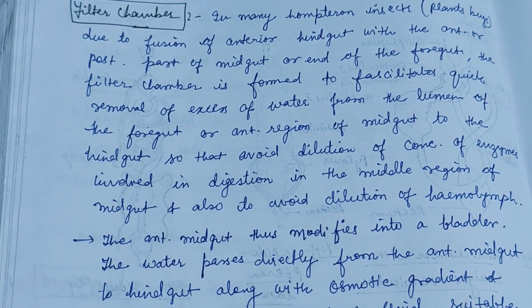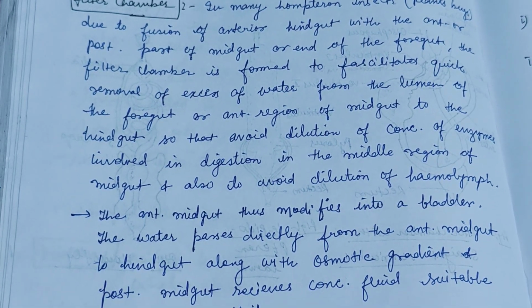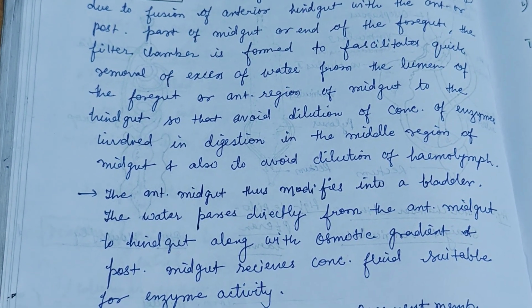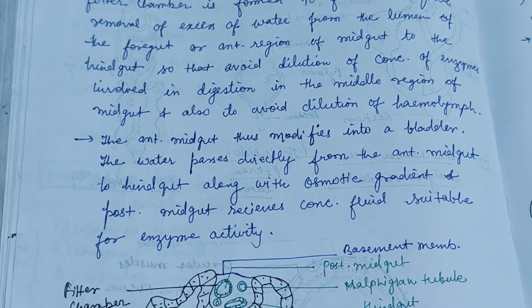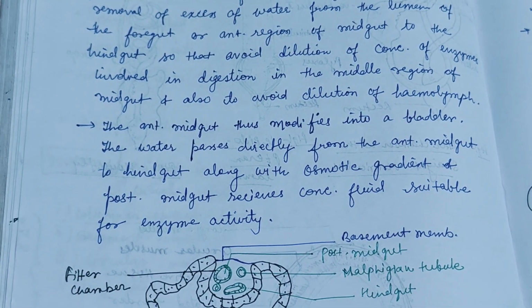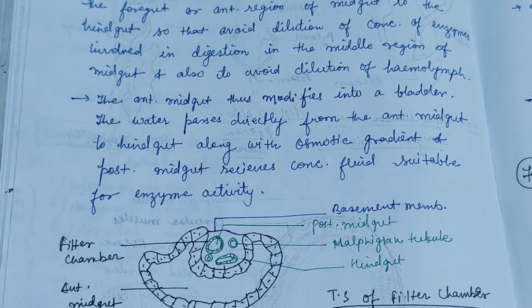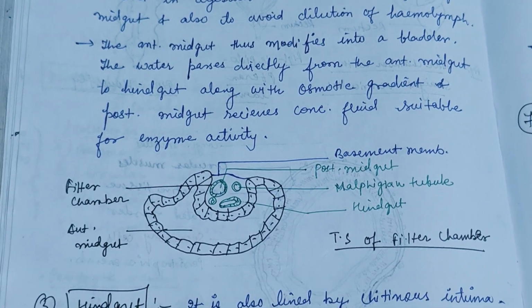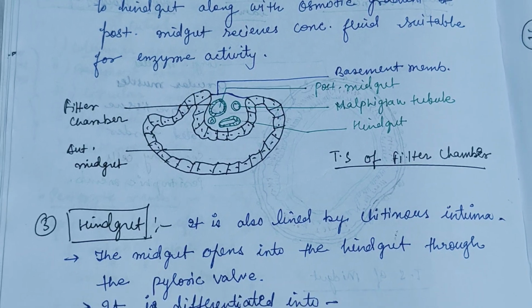The filter chamber is a fusion of the anterior hindgut with the anterior or the posterior part of the midgut or end of the foregut. The filter chamber is formed to facilitate quick removal of excess water from the lumen of the foregut or the anterior region of the midgut to the hindgut, so that they avoid dilution of the concentration of enzymes involved in digestion in the middle region of the midgut, and also to avoid dilution of hemolymph. The figure of the TS of the filter chamber of an insect is as follows.